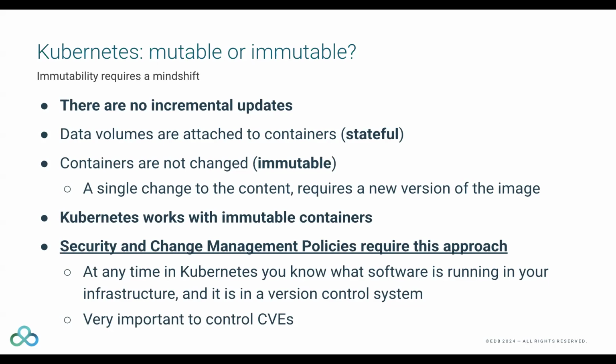But what I really like about this way of managing our infrastructure is that at any time, Kubernetes knows exactly what software is running in your infrastructure. And all of this is versioned in an SCM, like Git or whatever. This is something that in the mutable world is less easy to obtain. Again, for security, this is the foundational thing, because this is how you can control CVEs, the vulnerabilities in your system.